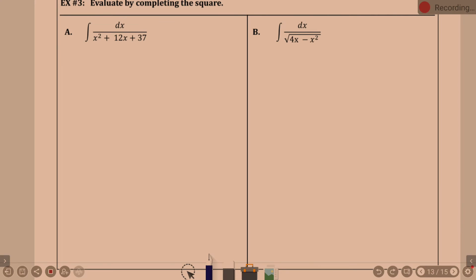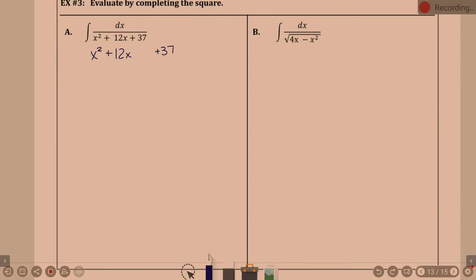Okay. As we look at A, the integral of x squared plus 12x plus 37. No, you can't break it into 3 fractions. You can't break up a denominator like that, okay? We kind of want to try that, but it doesn't work like that. You'll notice it says in the directions, evaluate by completing the square. In other words, think about that denominator here. When we go to complete the square with something like this, x squared plus 12x.